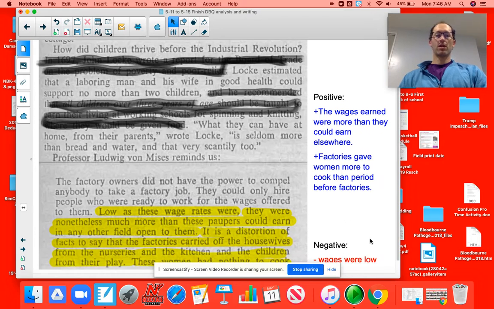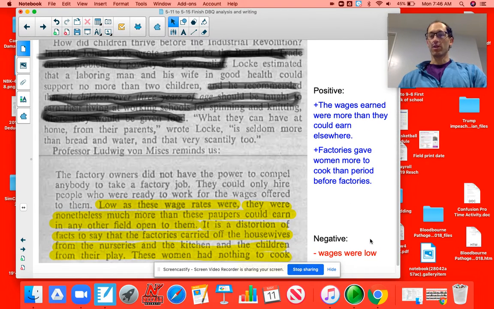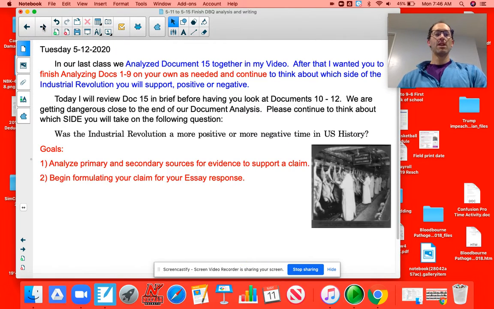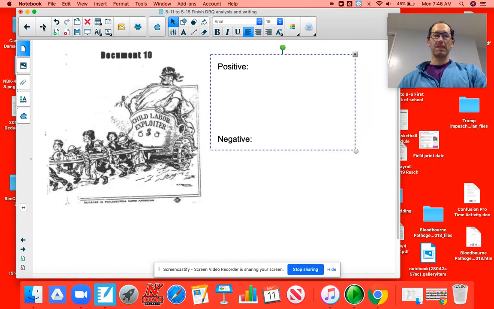Finally, we talked about how wages earned were more than they could earn elsewhere. So even though the work might have been poor in the factories, it was better than what they had before on the farm. And factories gave women more to cook than before the factories. Okay? Another negative we pointed out is that it was recognized that wages were still low. Okay, there's our quick review of document 15.